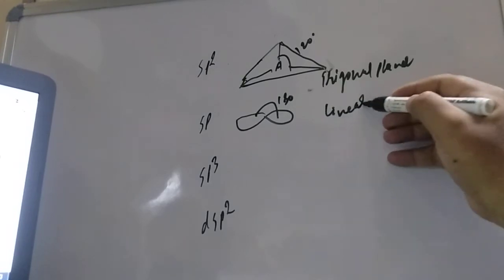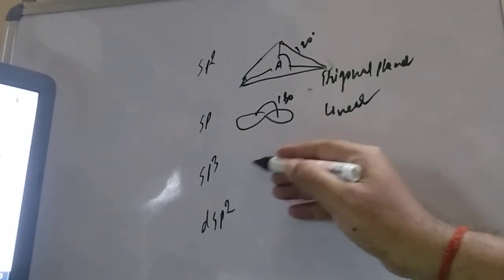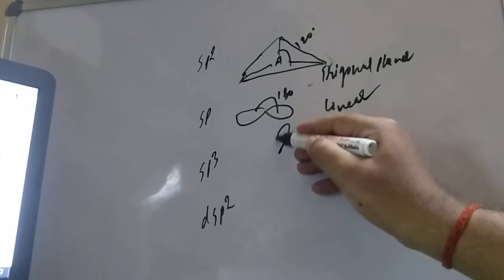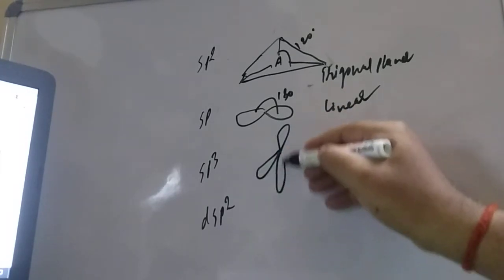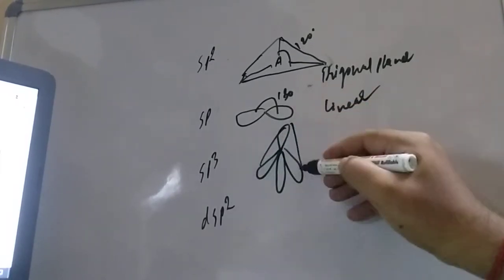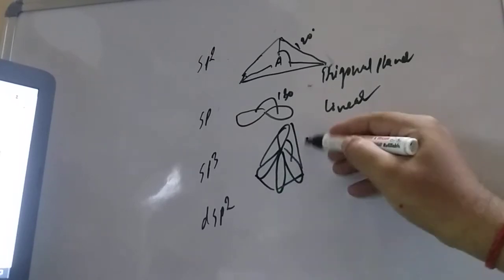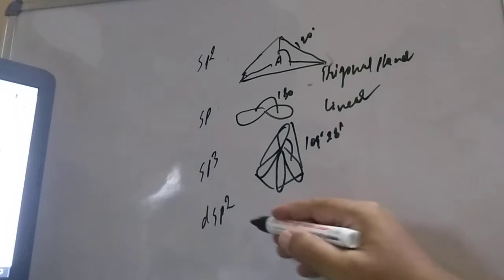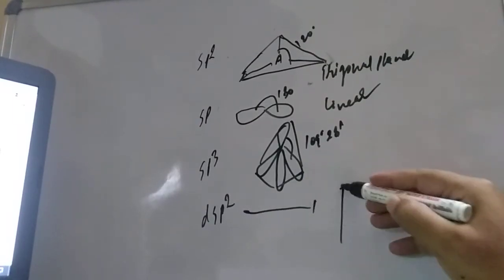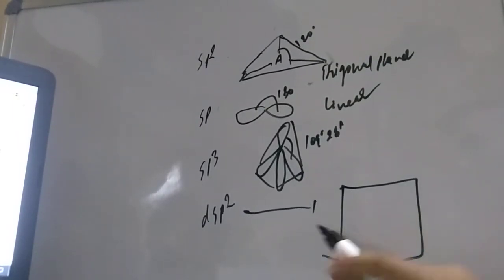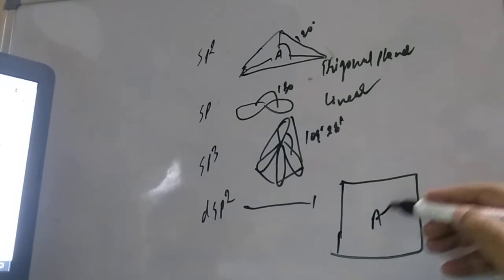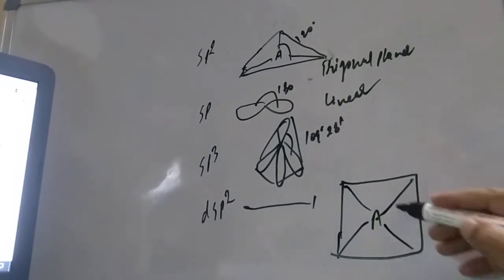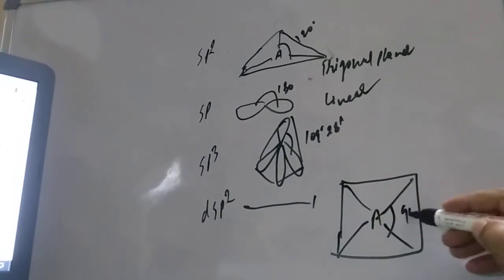If you talk about sp3, student, sp3 is tetrahedral, one orbital is on top like this. The bond angle here is 109 degrees 28 minutes. Now that is dsp2, student, square planar. If you talk about square planar, it looks like this. So the bond angle is how much, student? The bond angle is 90 degrees.